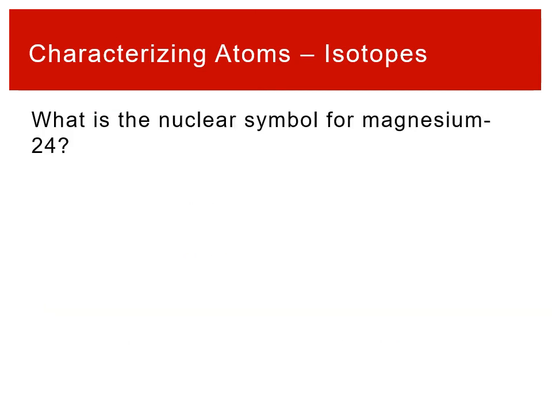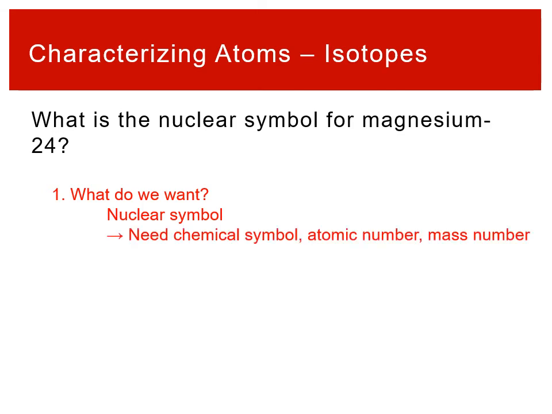All right, let's look at some examples now, because we want to work through this kind of isotope information. So what is the nuclear symbol for magnesium-24? I just want to start with what do we want? I am looking for a nuclear symbol. Now this is where we can read the problem and identify that it's a nuclear symbol, but it's on you to know what that implies.